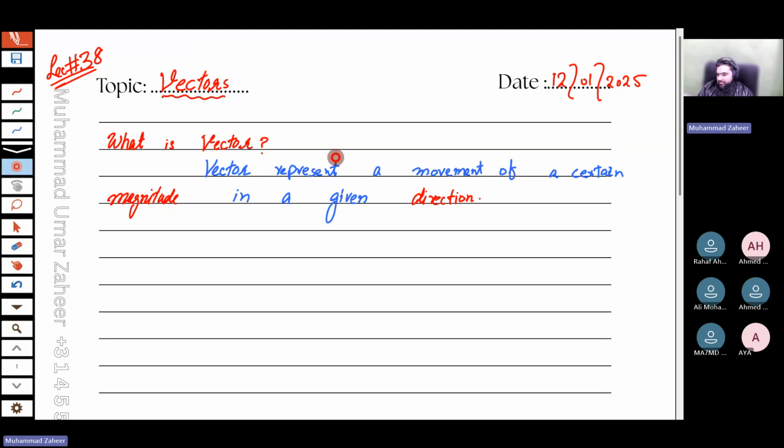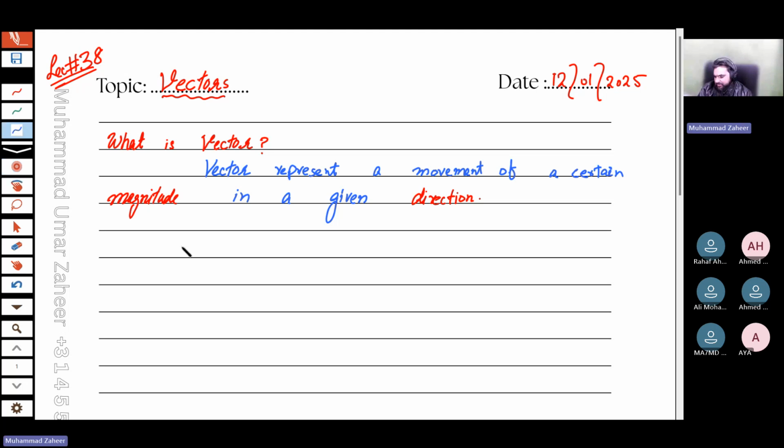Basically, we use a vector to represent a movement of a certain magnitude and direction. For example, if I apply a force of 10 Newton, obviously you are applying it in a specific direction and it has a magnitude, whether 10 Newton, 2 Newton, or 100 Newtons. In the same way, velocity, which you have done in physics, is the displacement covered in a certain time, and the unit is meter per second. So it has a magnitude and a specific direction.